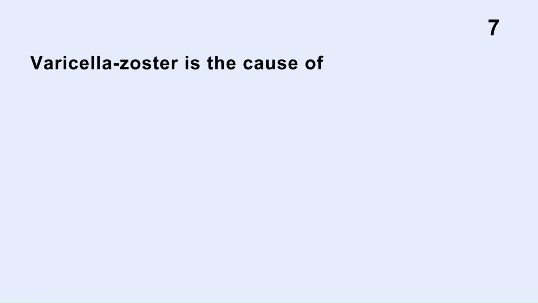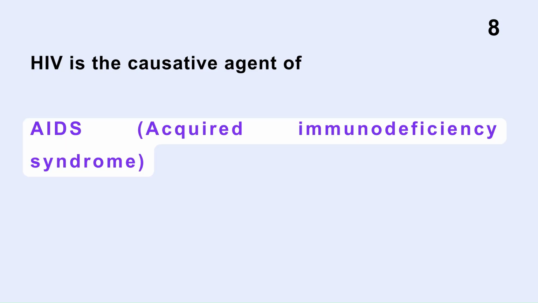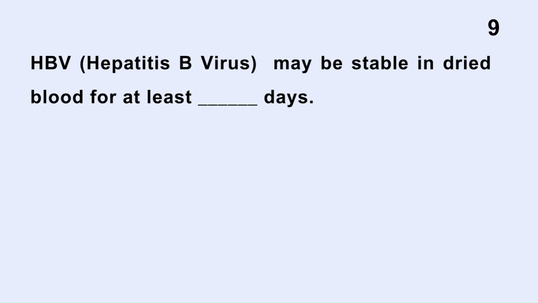Number 7. Varicella zoster is the cause of chickenpox. Number 8. HIV is the causative agent of AIDS, acquired immunodeficiency syndrome.